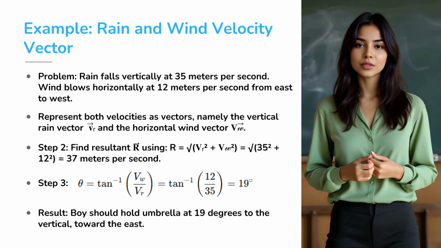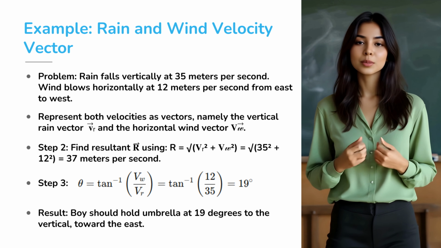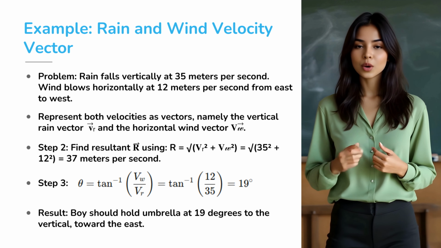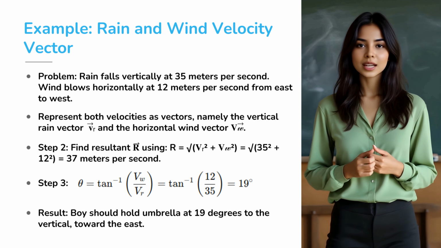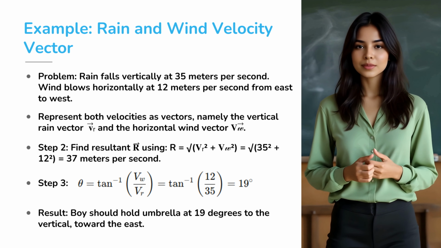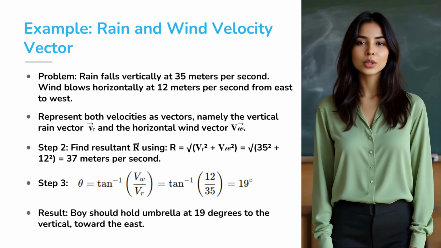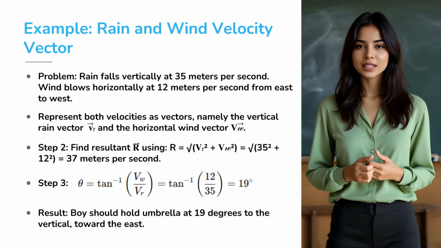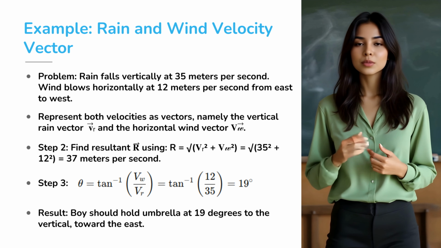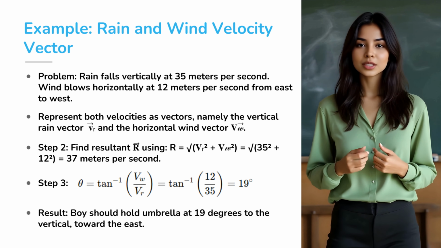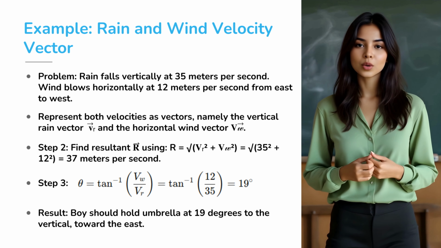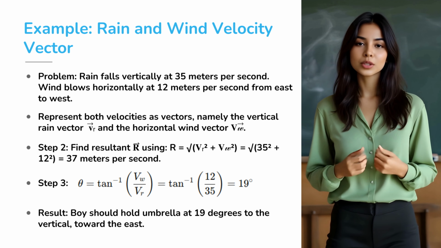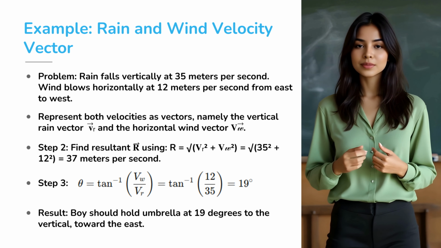Imagine rain falling vertically at 35 meters per second and wind blowing horizontally from east to west at 12 meters per second. How should a person hold their umbrella? We treat the rain and wind velocities as perpendicular vectors. Vertical vector VR equals 35 meters per second, horizontal vector VW equals 12 meters per second.